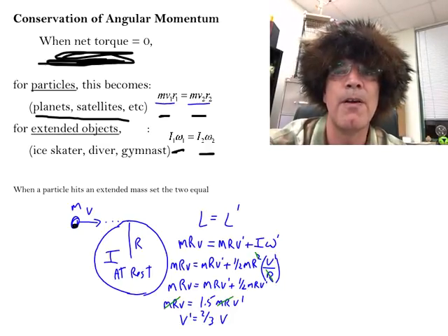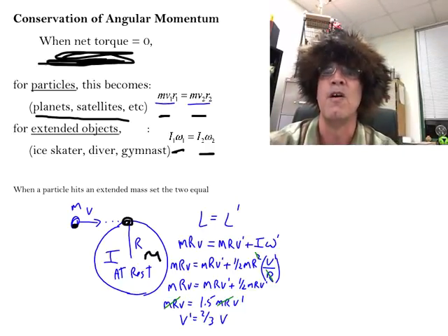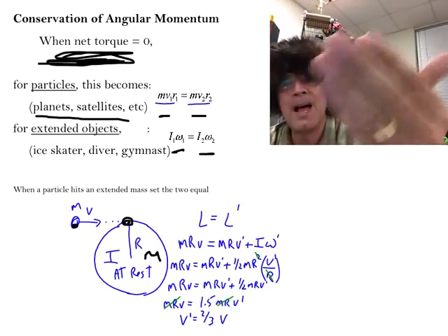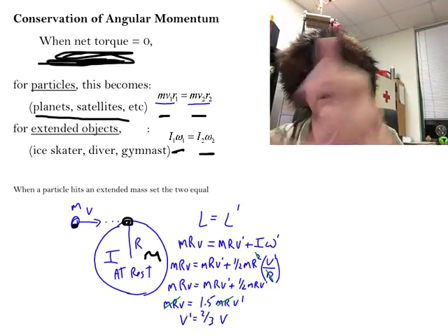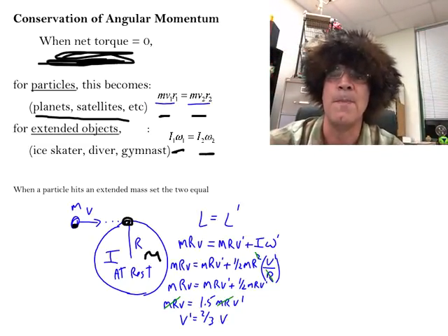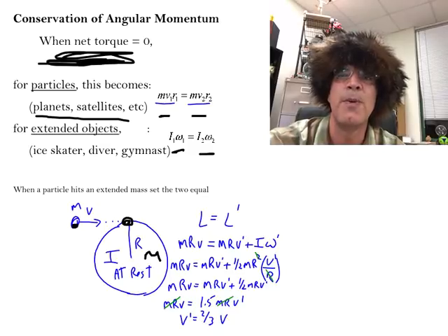Let's say I have a particle of mass m that's going to go in and hit a record player. Let's say the record player has the same mass m, just to make things easier. The blob has a velocity v. It hits the record player that's at rest to start with. And so I'm going to say L equals L prime. The starting L is just going to be the mass, since this one's at rest, so I just have mrv on this side.